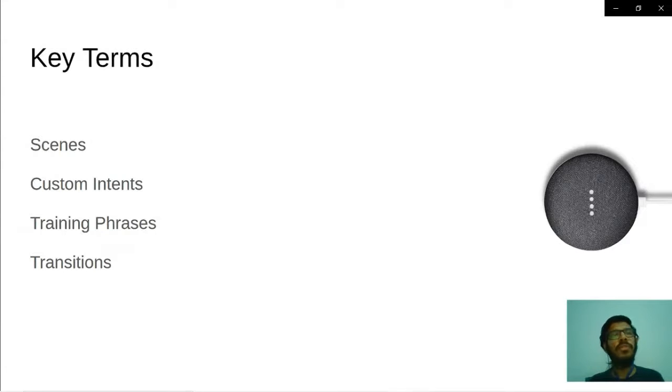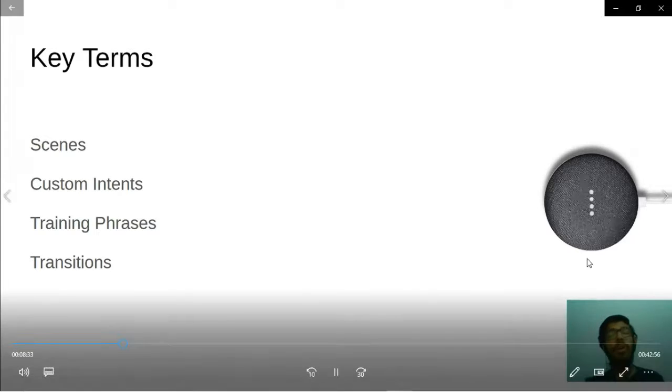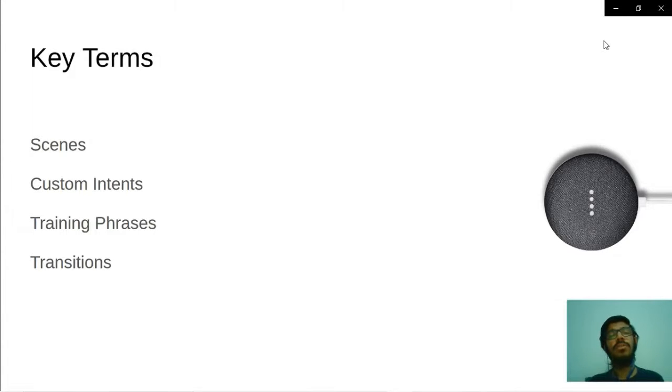Once that's out of the way, let's talk about training phrases. Training phrases are basically the phrases said by the user to invoke a particular intent. Let's say in the previous example, the intent was to order something. For ordering something, the user may say, please order this thing for me. Please order pizza. Please order green tea. There are many ways to convey the same thing. Those are the training phrases.